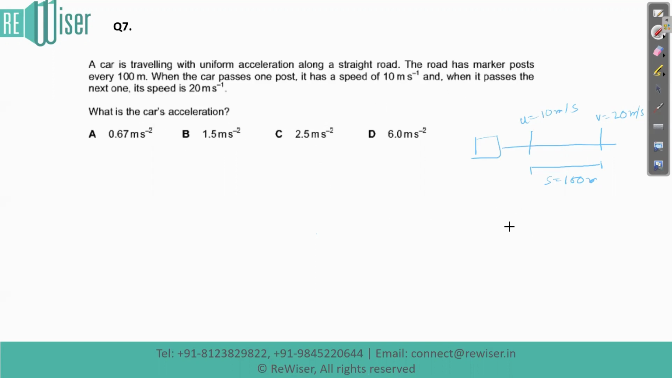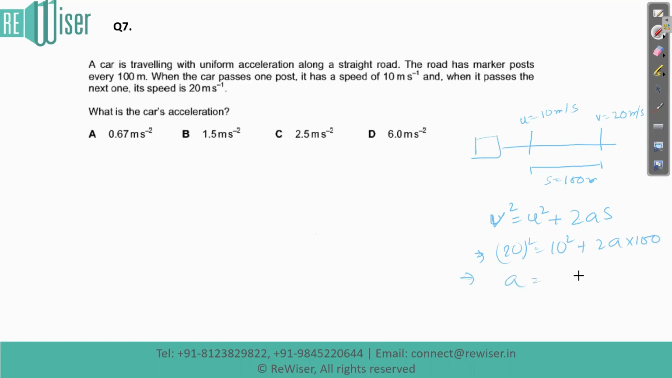So we can simply use this formula: v squared is equal to u squared plus 2as. Okay, v squared will be 20 squared, u squared will be 10 squared, plus 2 into a into 100 meters, right?